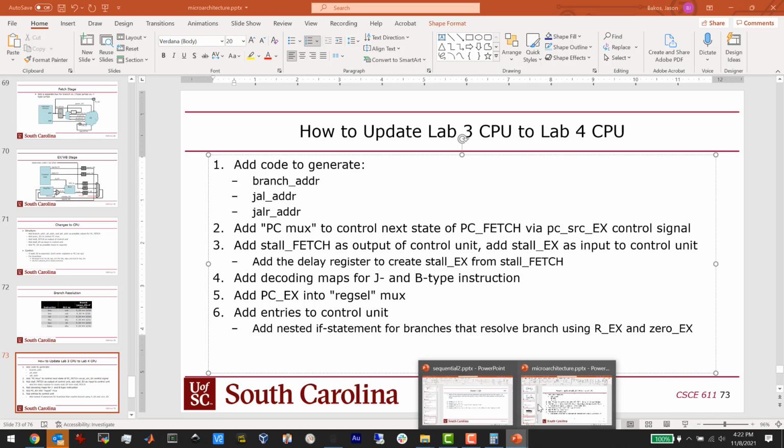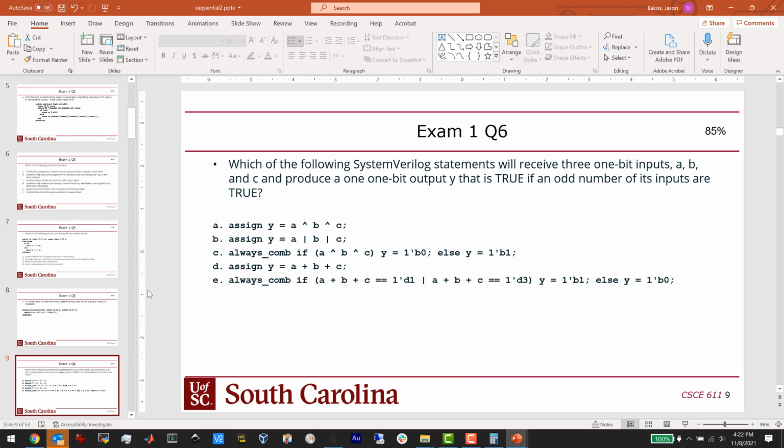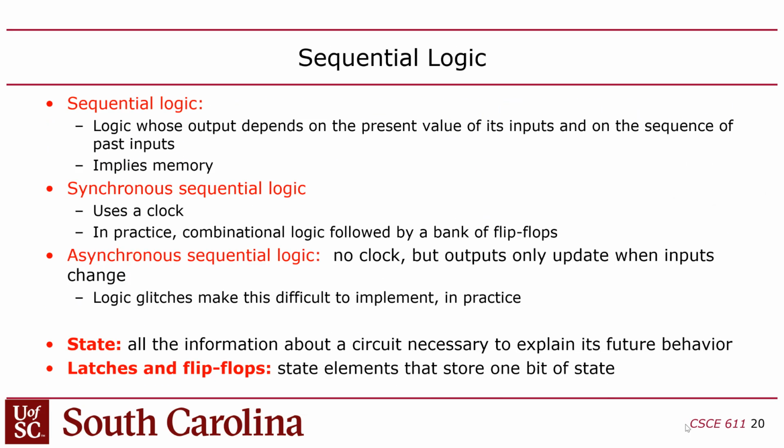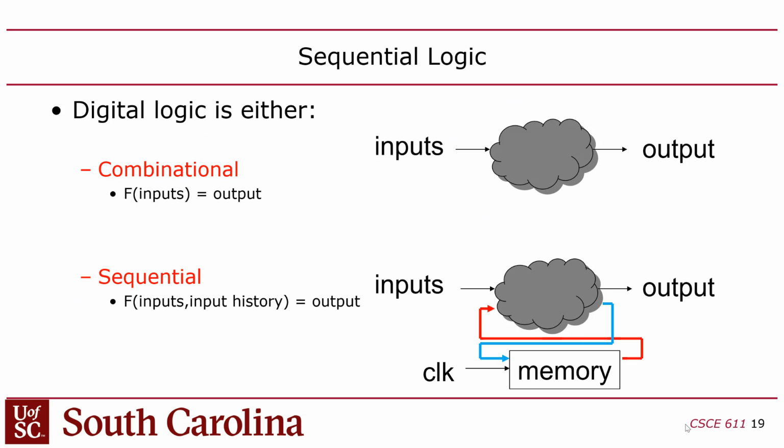Okay, so let's move on to the next topic, which is sequential logic design. We've talked a little bit about this already, but we haven't given it a formal treatment. So we talked about there's combinational logic and sequential logic. Combinational is when your outputs are a function of inputs. Sequential is when your output is a function of not only the input, but some input history or some memory.